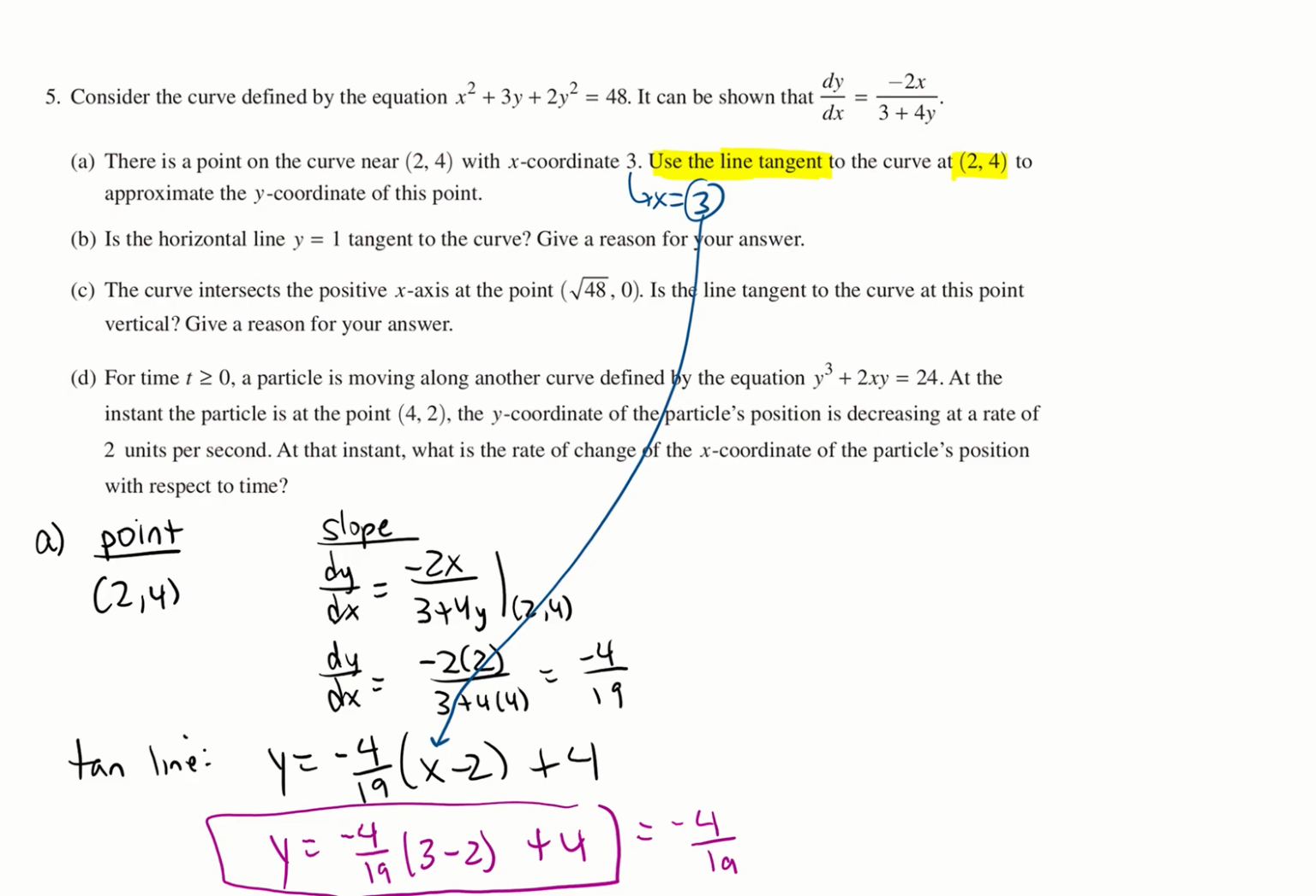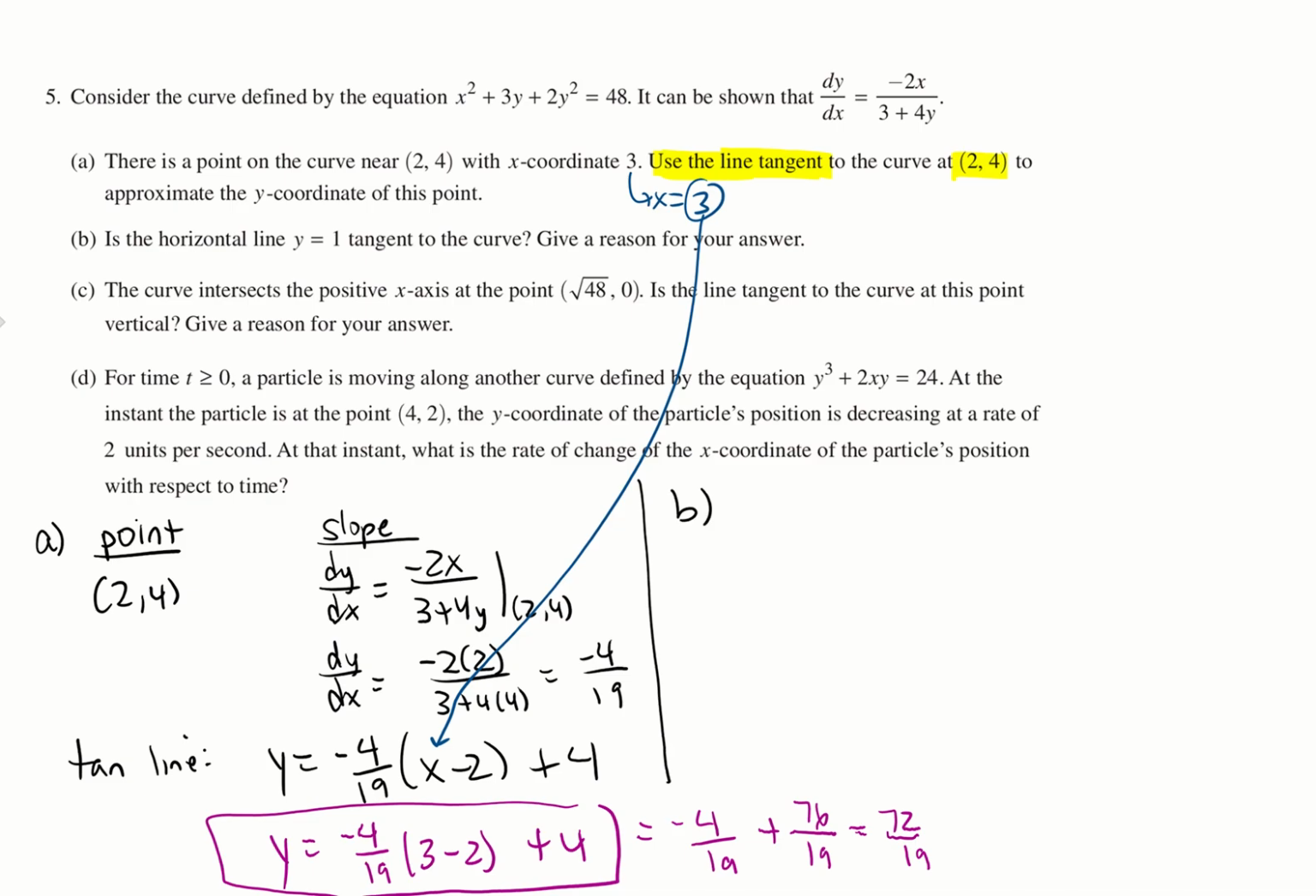So this would be negative 4/19 times 1 plus 4. Well, 4 is 76 over 19, and so I'll end up with 72 over 19. Again, it is totally okay, and even I would say recommended, to just leave it as negative 4/19 times the quantity of 3 minus 2, plus 4. That's all numerical on the right-hand side, so you're good. All right, part B.